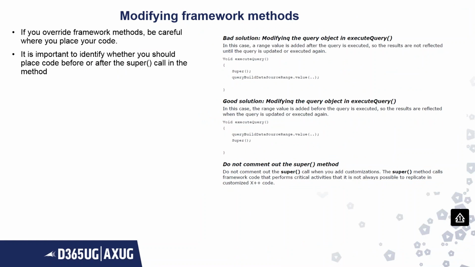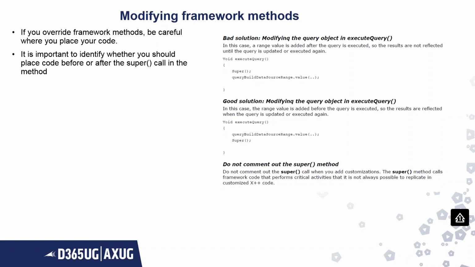Modifying framework methods. If you override a framework method, be careful where you're placing your code. It is important to identify whether you should place the code before the super call or after the super call. Super is a very important keyword in Microsoft Dynamics AX, because super calls a lot of runtime methods which are related to the kernel level. For example, let's see a solution here. In this case, a range value is added after the query is executed, so the results are not reflected until the query is updated or executed again.